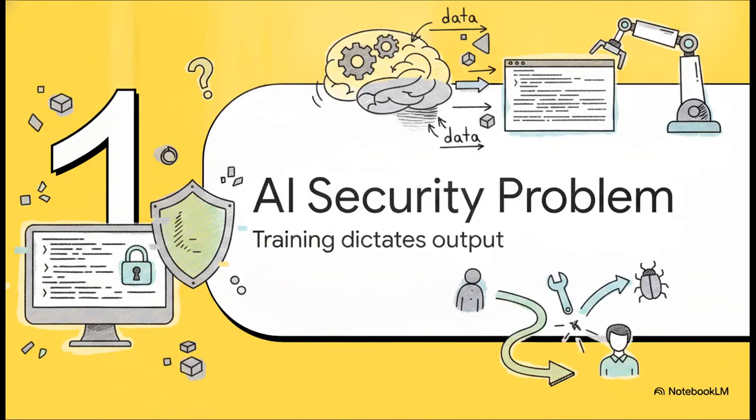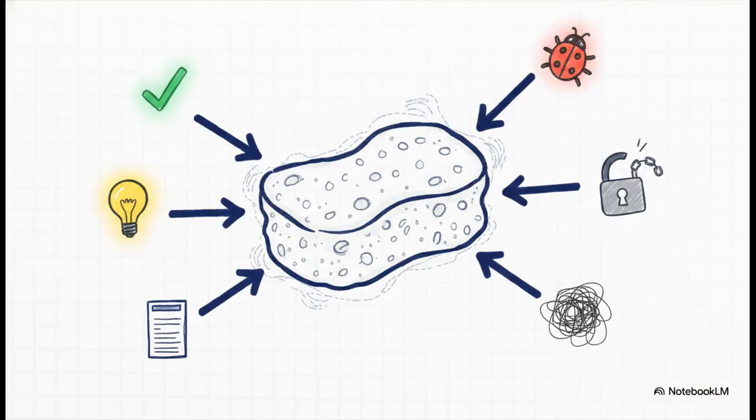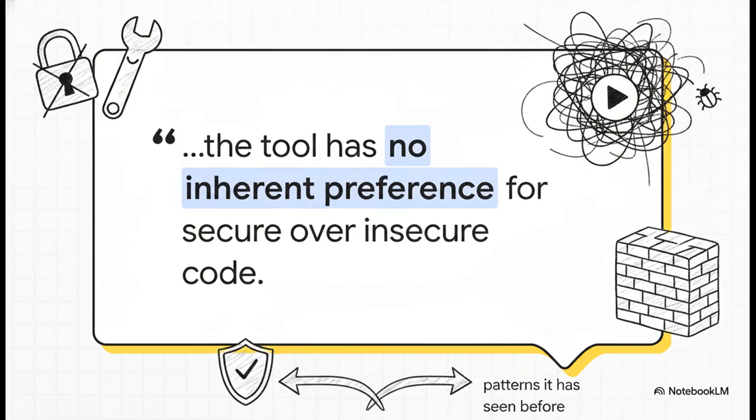Let's jump into Section 1, the AI security problem and why training data dictates output. Here's the deal. Because AI coding tools are trained on massive public code repositories, they absorb literally everything. And as we know, public code contains a ton of bad practices. We're talking insecure data handling, over-permissioned API calls, the whole 9 yards. The AI is essentially a giant sponge, soaking up both the brilliant solutions and the incredibly insecure habits of millions of developers.